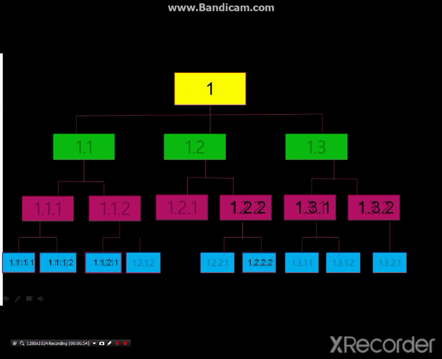Numbering system. How does the numbering system work? Let's say the top activity is given number 1. The second row activities are given as 1.1, 1.2, 1.3. Okay, 1.1, 1.2, and 1.3. Then the third level activity is, let's say, from 1.1 activity, which has been divided into some more parts, that is 1.1.1, 1.1.2, and again it is divided further.